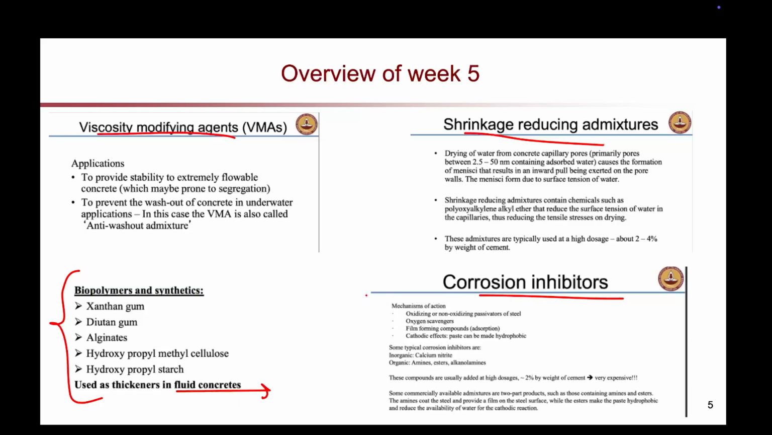The mechanism of their action can be oxidizing or non-oxidizing passivator of steel, oxygen scavenger in the concrete system, or film forming compound on the steel surface. Cathodic effect means they can make your cement paste more hydrophobic, which will lessen the pores and reduce the porosity of your concrete material. So there are a few examples, and the dosages at which they are added, those kinds of things.